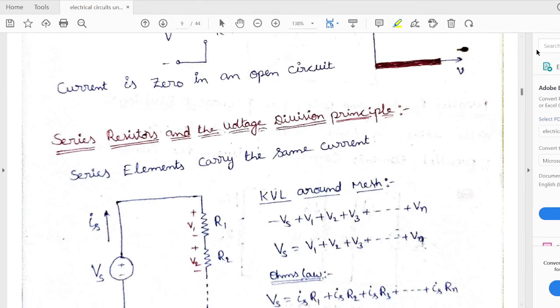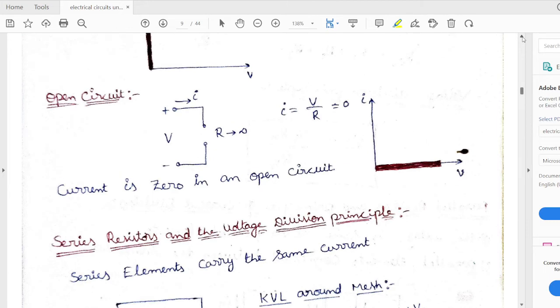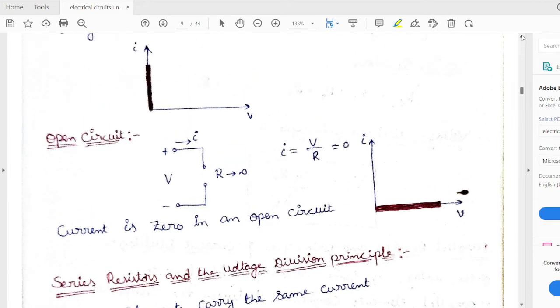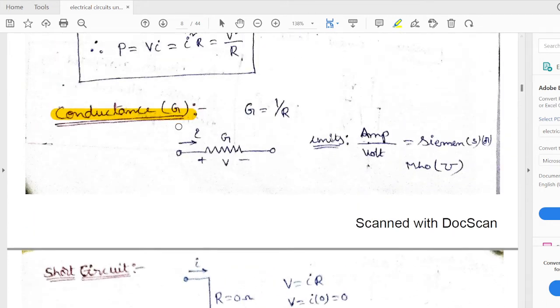Generally, the conductance is also represented with a similar symbol. So this is the symbol for conductance. Here also, if I apply a voltage V, then there will be current flowing through the conductance. So the units are ampere per volt, or Siemens, or mhos. Okay. Now let me go further.